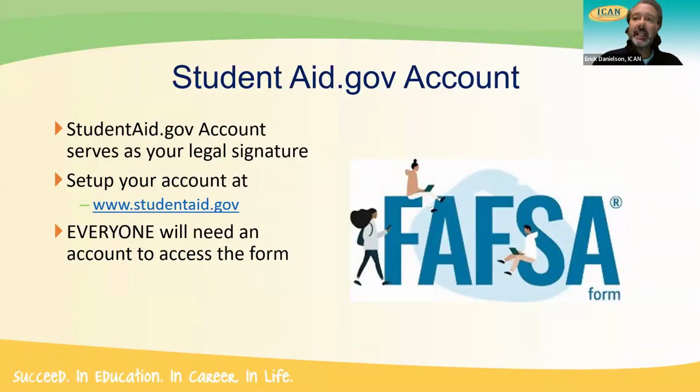Why it's so important now to get these accounts ahead of time is to be fully able to fill out the FAFSA form and utilize all its functions. You need to have your studentaid.gov account verified with the Social Security Administration. That takes 1 to 3 days. So go into studentaid.gov. If you haven't already created an account, I would do that ASAP.